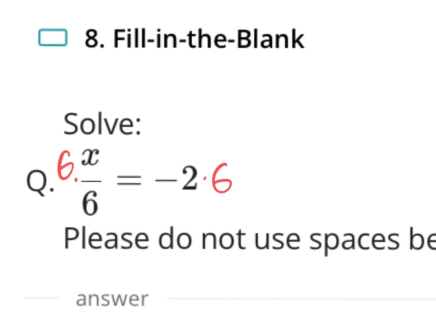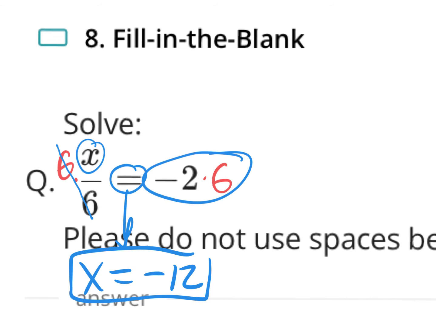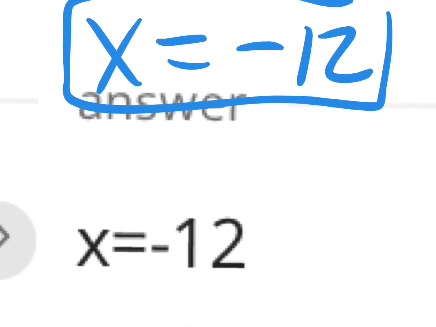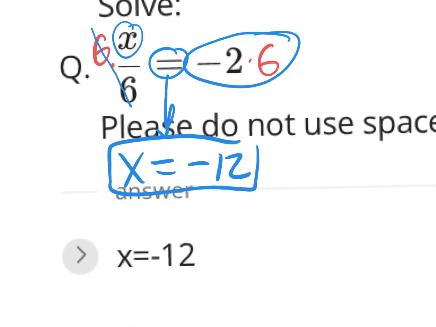Anyways, when I put the 6 over 6, 6 divided by 6 is 1. That really cancels out. This is your answer. You have the x, you have the equal sign, and negative 2 times 6, that's negative 12. There's your answer, x equals negative 12. That's what we have right here. Type it in like that, no spaces between your terms. Let's move on to the next one.